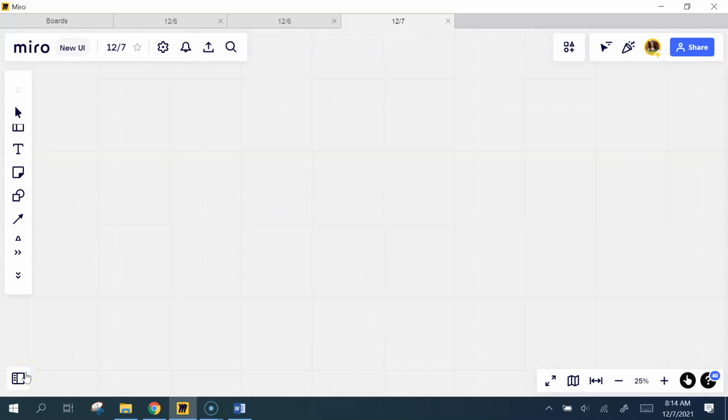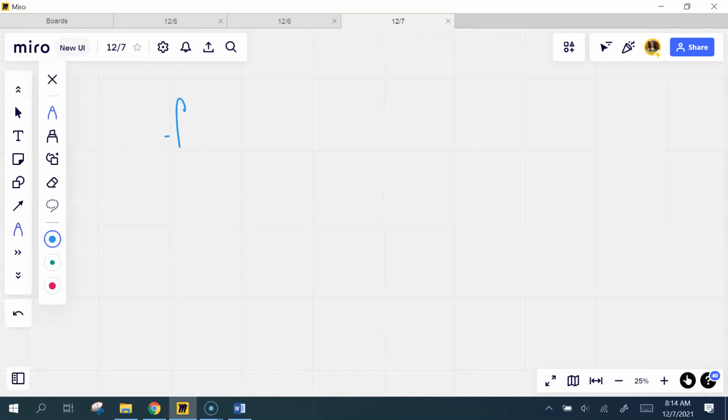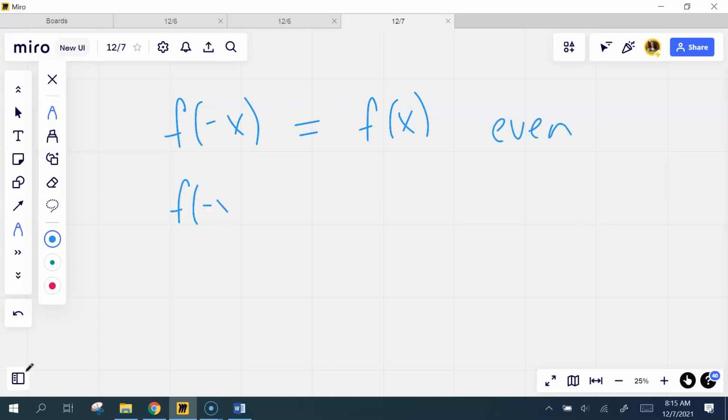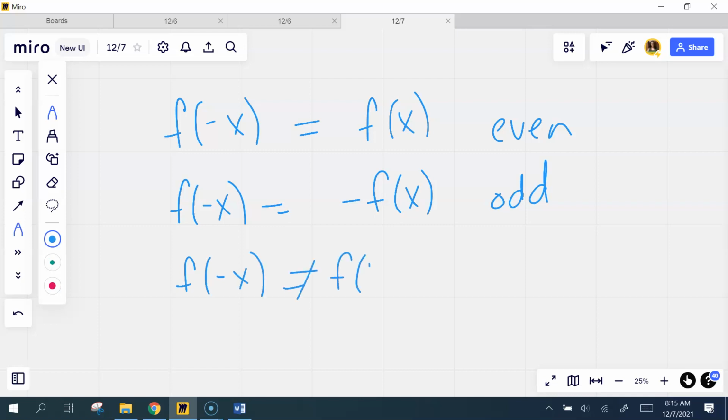All right, so let me just give you the rule. If you plug in negative x and you get the same thing that you started with, that's even. So that looks exactly the same. If you plug negative x in and it's the opposite of what you started with, in other words, if you multiplied the function by -1, that's odd. And if you plug in negative x and it's not the same and it's not multiplied by -1, then it's neither.